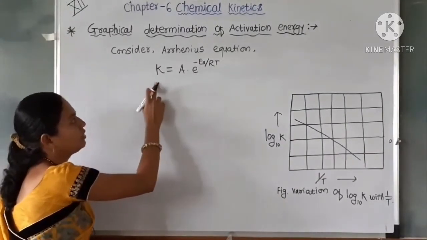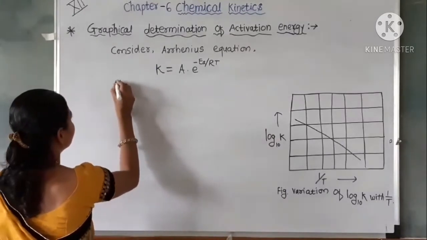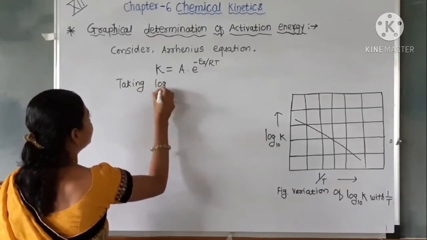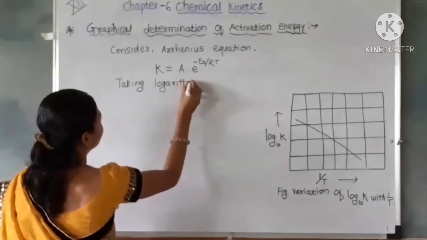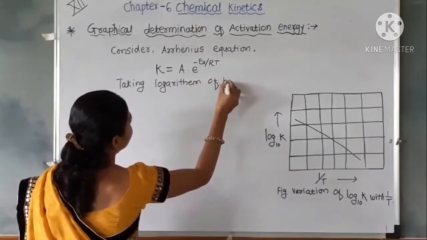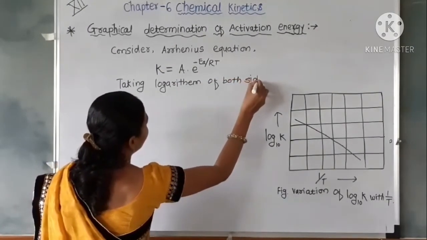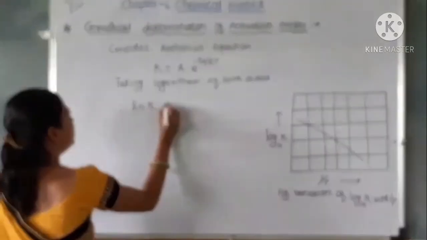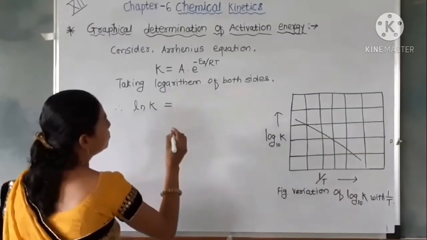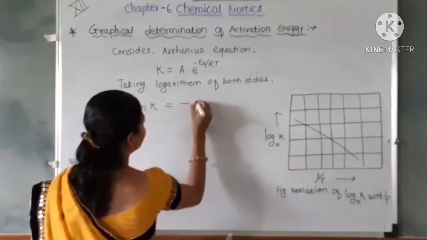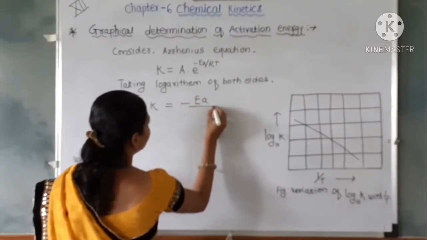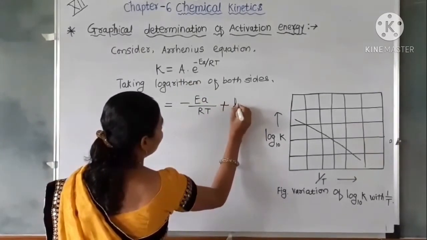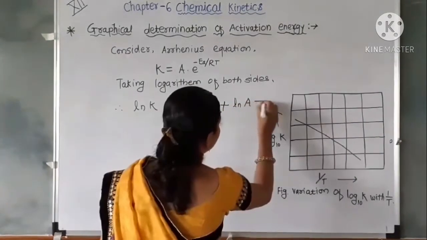If we take logarithm of both sides, we have ln k is equal to minus Ea upon RT plus ln A. This is equation number 1.